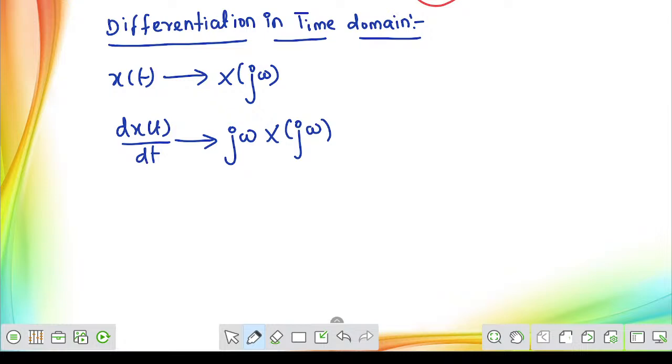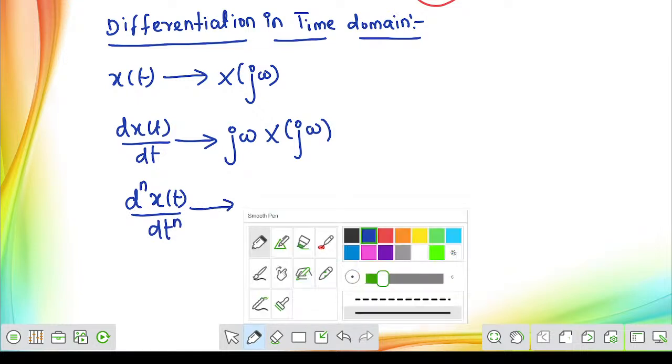Sir, you must remember this is very, very important. Now, this is one-time differentiation. Suppose you are doing n-time differentiation, for example, if it is given d to the power n of x of t by dt to the power n, then what will be the answer? Then its corresponding Fourier transform will give n times the coefficient.